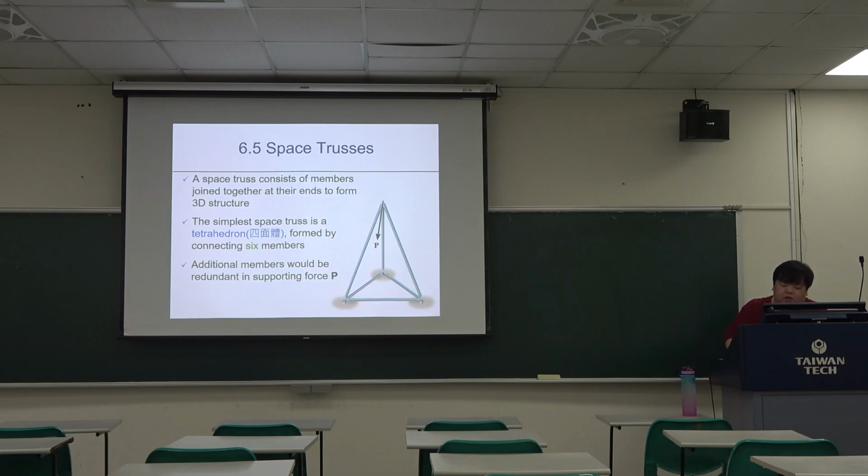In 2D, we call the triangular truss one with only 3 members. So in 2D, maybe just like this part, we call this the triangular truss. But in 3D, we call it the space truss. We have the 6 members.